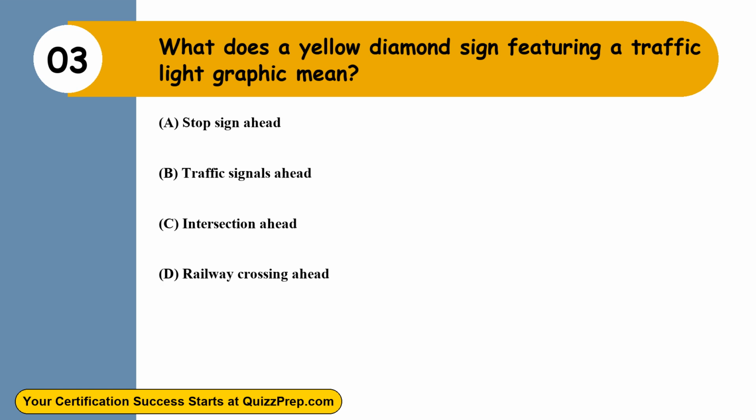Question 3. What does a yellow diamond sign featuring a traffic light graphic mean? Option A, stop sign ahead. Option B, traffic signals ahead. Option C, intersection ahead. Option D, railway crossing ahead.